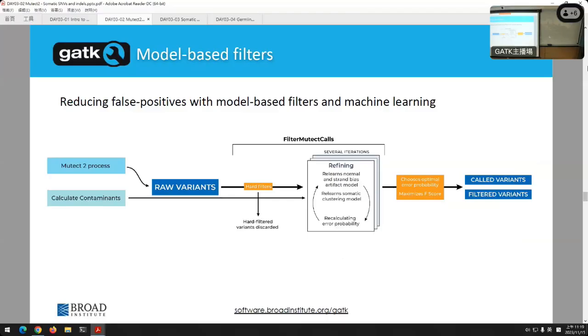How many samples for the panel of normals? I did have this question actually before the talk as well. That's a good question. I don't know what the standard would be. My actual area of more expertise is in germline calling. I don't know, Eric, do you have a good sense of what would be a baseline number for your panel of normals?